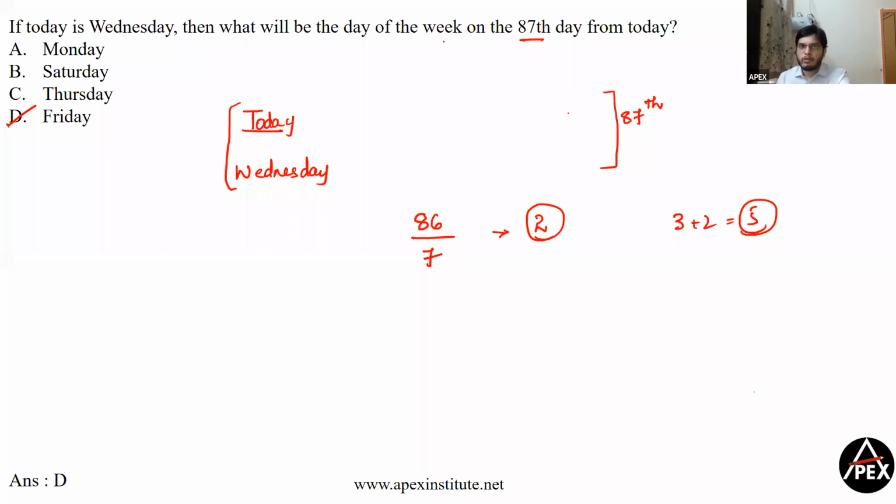Clear? Any doubts? The 87th day will be Friday only. You can check with your calendar also. I'm not talking about after 87 days. I'm talking about the 87th day. Clear?